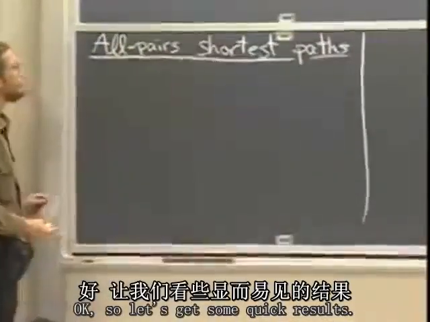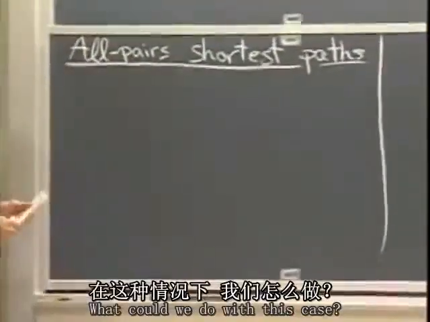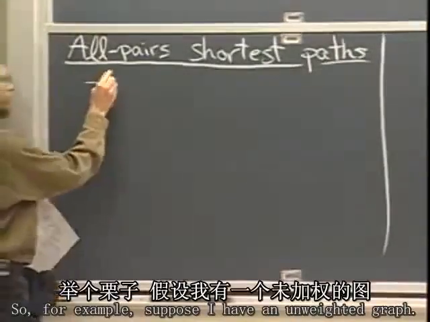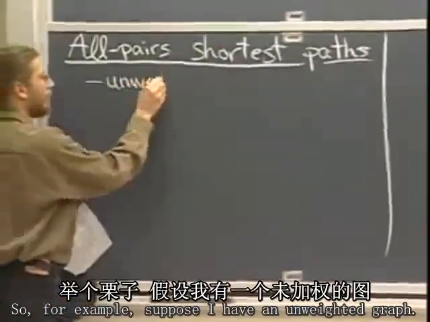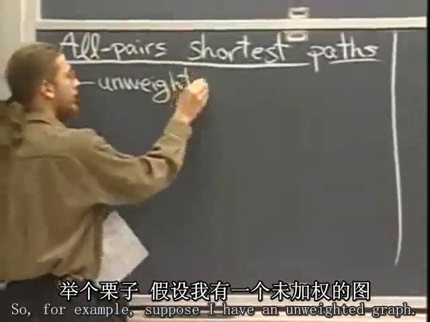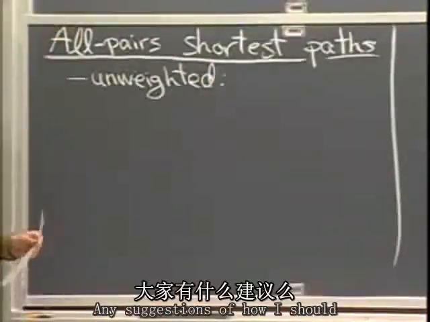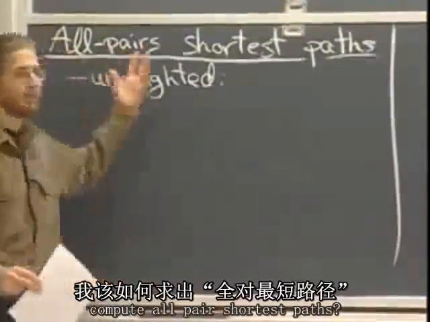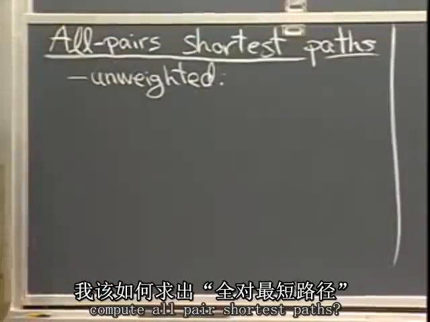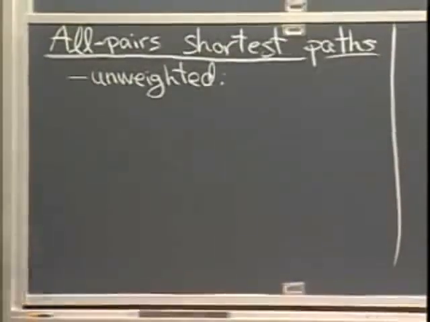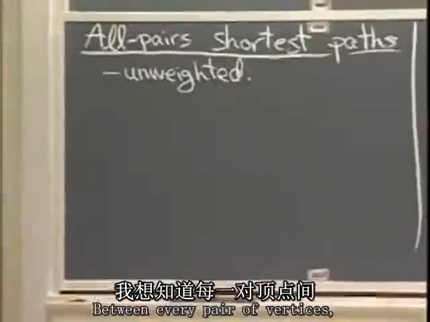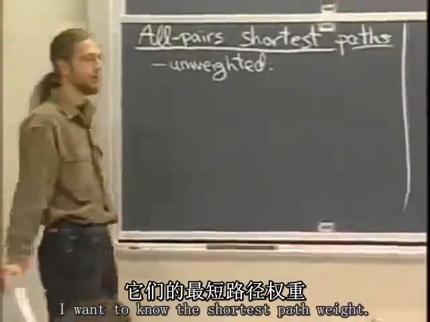Okay, so let's get some quick results. What can we do in this case? For example, suppose I have an unweighted graph. Any suggestions on how I should compute all pairs shortest paths? Between every pair of vertices, I want to know the shortest path weight.